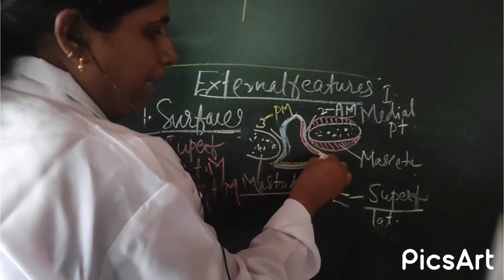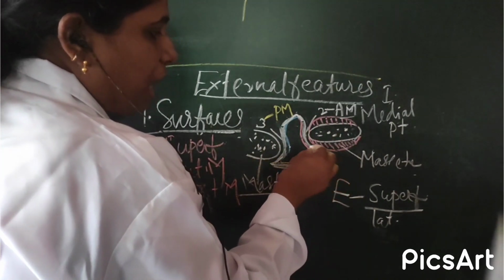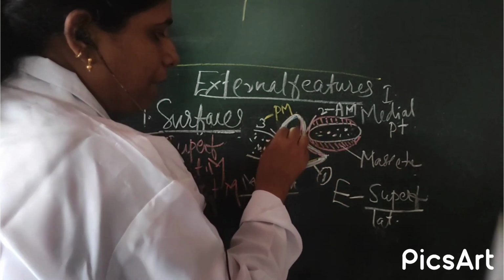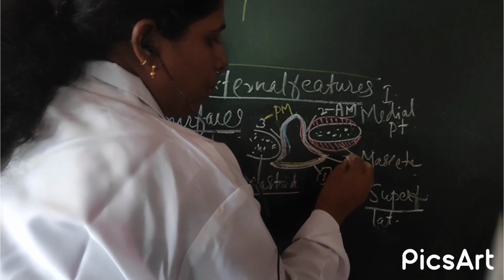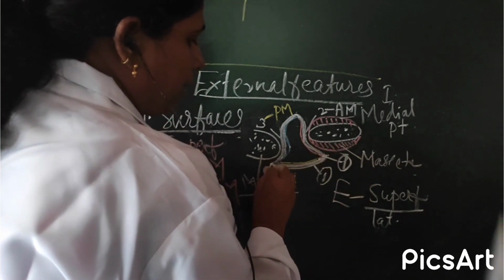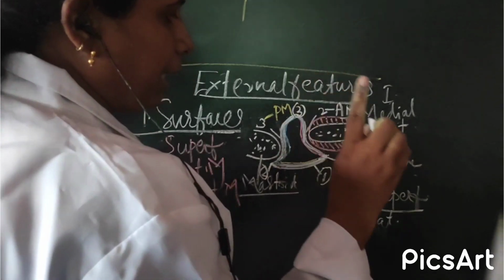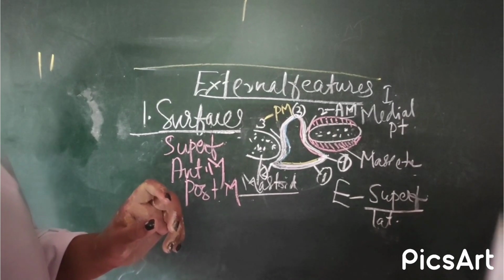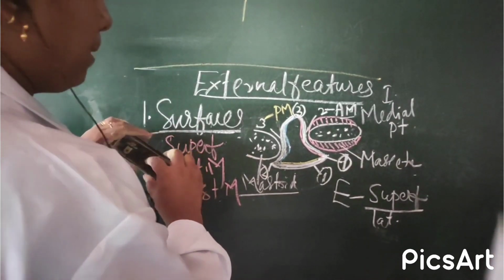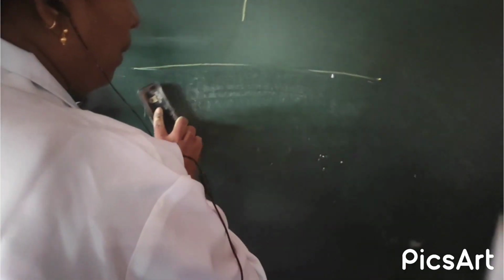These surfaces are meeting at edges, forming angles, and they are sharp edges, so they are named as the borders. So it possesses three borders: one, this is the second border, and this one is the third border. These are the three borders of the parotid gland. I will show you the diagram for the borders.